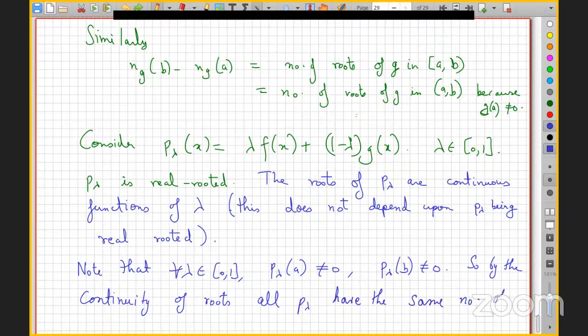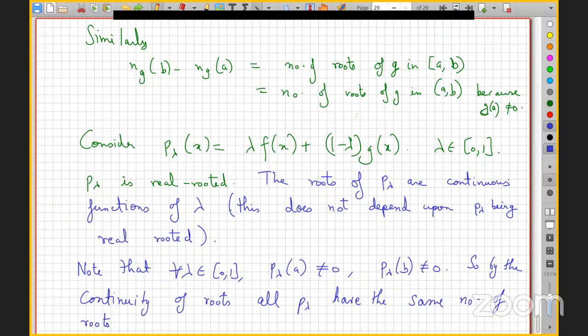But is this assuming real rootedness, continuity, jump? No, that's what I said. The continuity does not require real rootedness. But now because I also have real rootedness, I only have to care about continuity on the real line. They cannot jump and go through the complex plane, because anyway they're not allowed to jump outside the real line. That was the hypothesis, that AF plus BG is real rooted. Yes, that's why the real rootedness is being used.